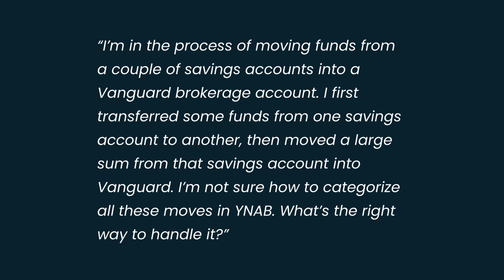I'm in the process of moving funds from a couple of savings accounts into a Vanguard brokerage account. I first transferred some funds from one savings account to another, then moved a large sum from that savings account into Vanguard. I'm not sure how to categorize all these moves in YNAB. What's the right way to handle it?